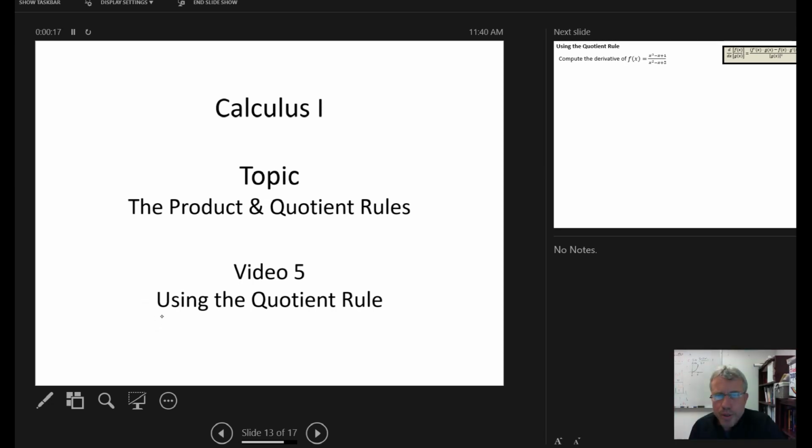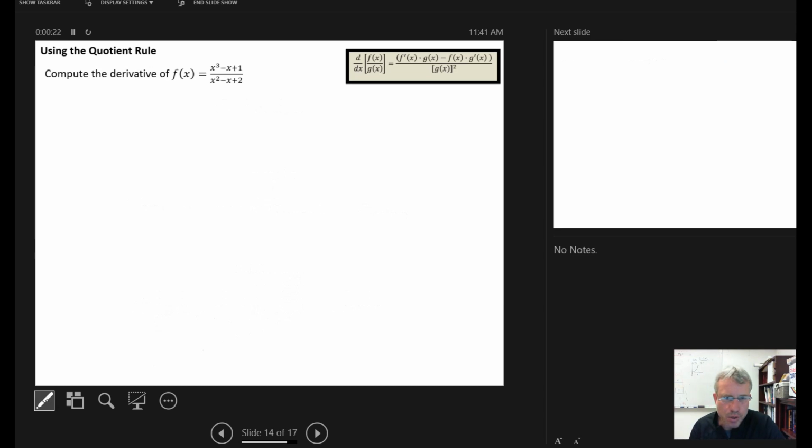So in video 2, we derived the quotient rule. In this video, we're going to use the quotient rule to find the derivative of a quotient, or a ratio of two functions. So here I have a function f of x equals x cubed minus x plus 1 over x squared minus x plus 2. So this is a rational function.